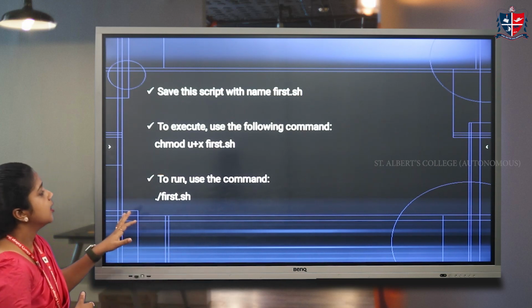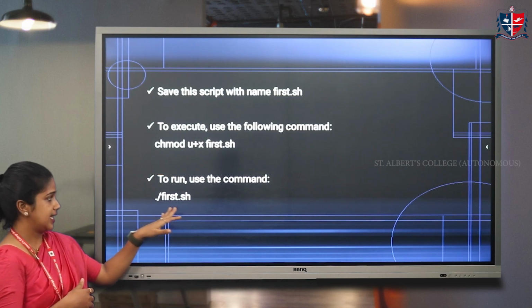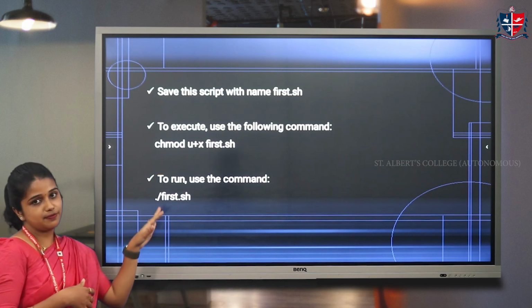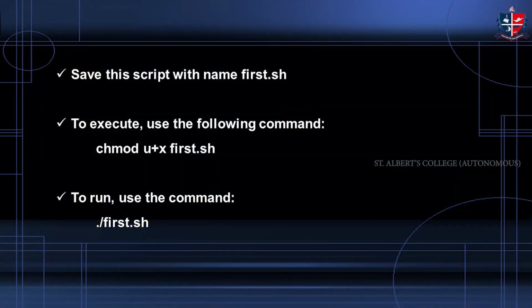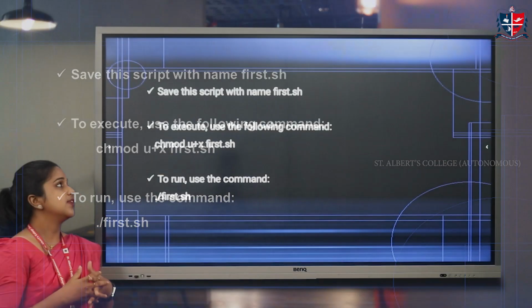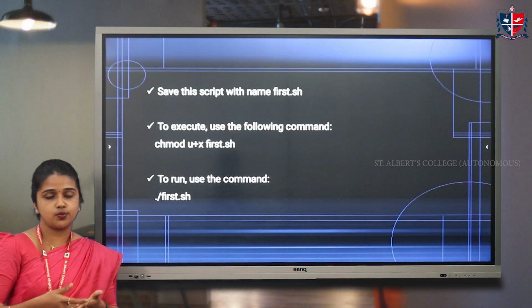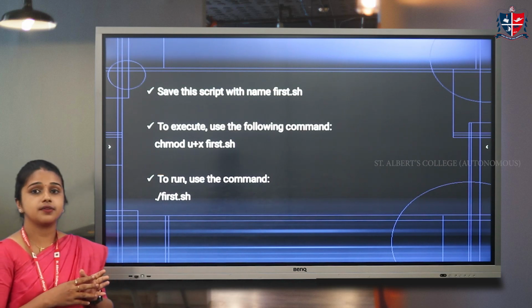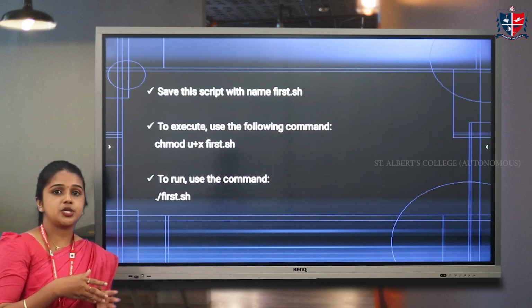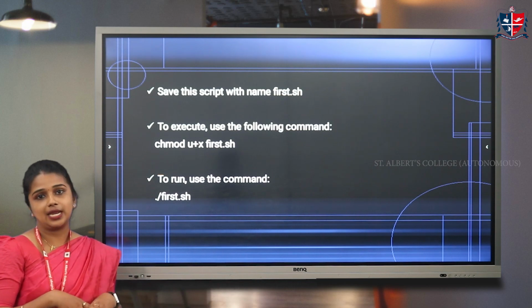For running the command, the format is like this: ./ and then the file name. My file name is first.sh, so I have given that particular name. Basically, the steps for creating a simple shell script are these. First, we save our file with the .sh extension. Then we specify the shell in which we want to execute the program. The syntax is #! and then the name of the shell.